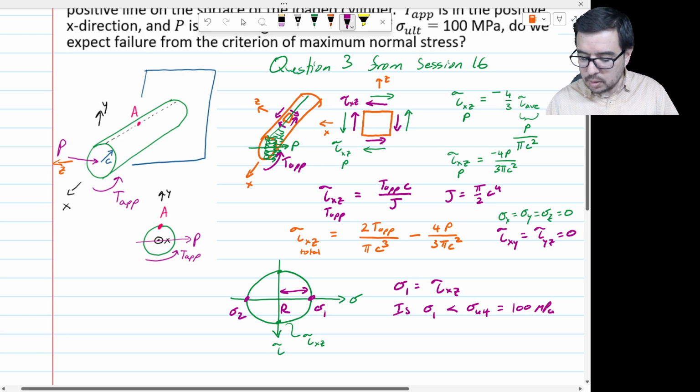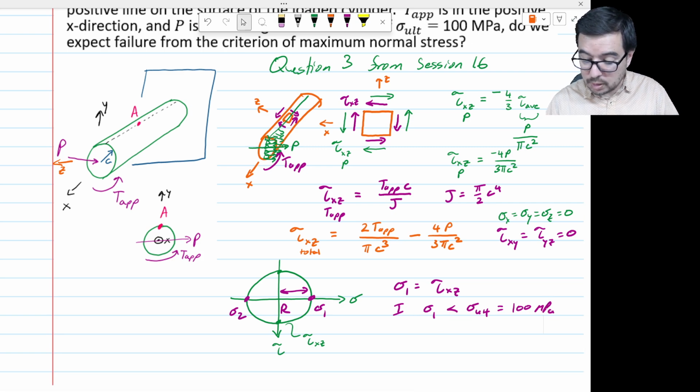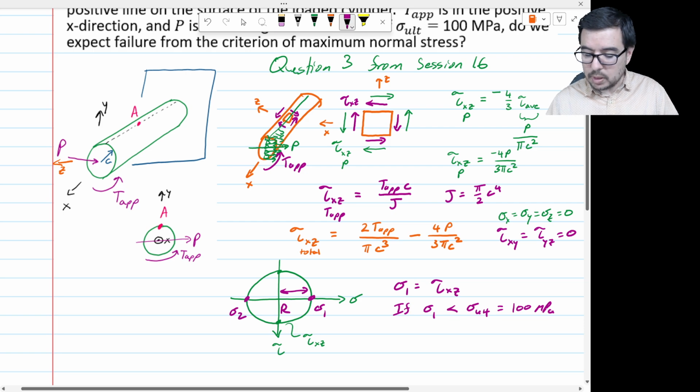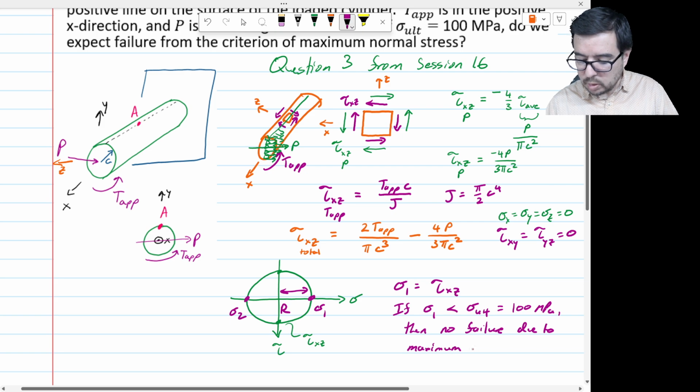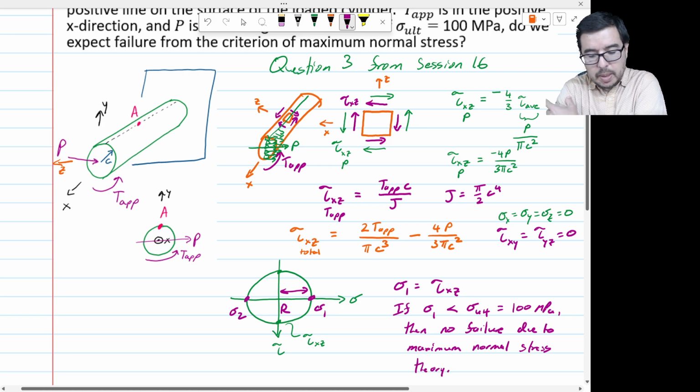And if it is, maybe we'll change it, not just is, but if sigma 1 is less, then no failure due to maximum normal stress theory. And this would potentially be applicable to a brittle material.